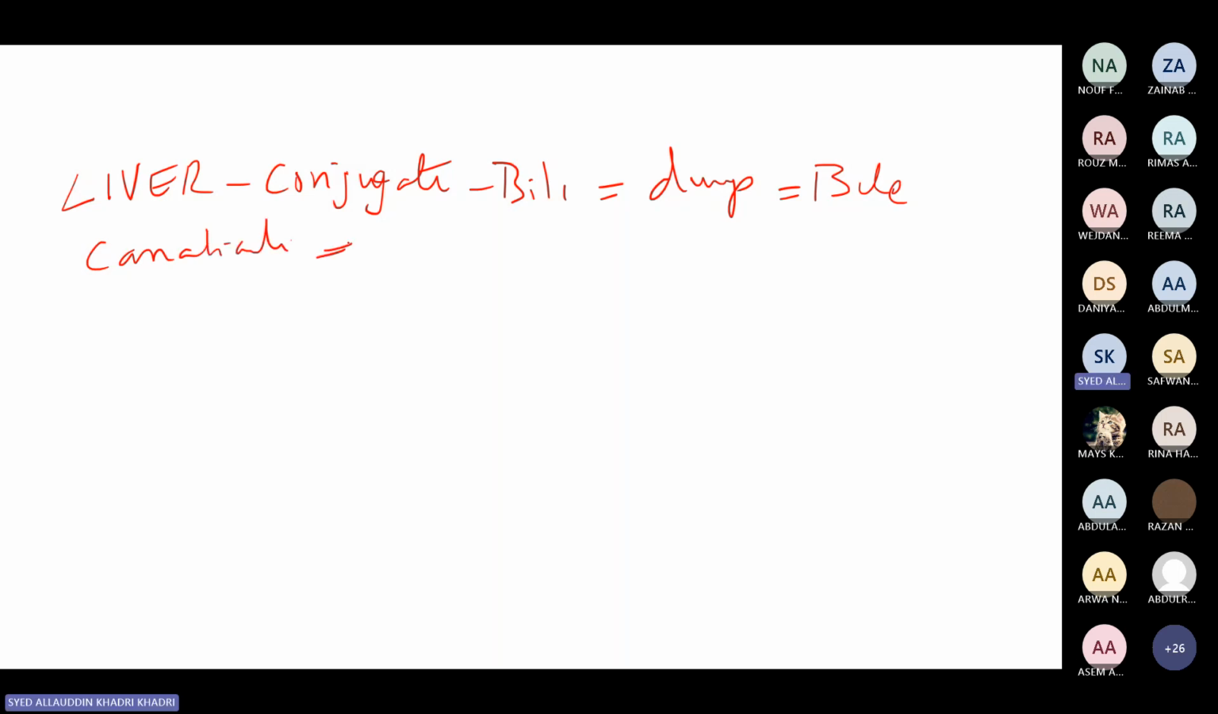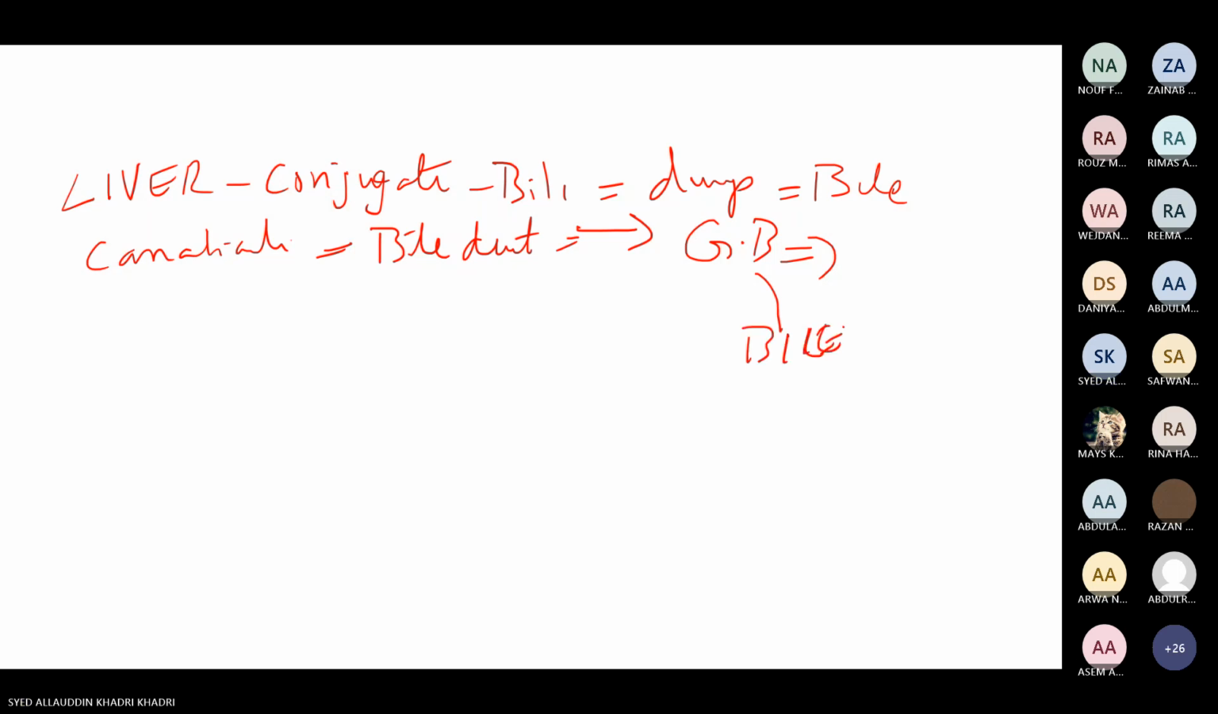All these things will be taken up by the bile ducts, and the bile is formed and stored in the gallbladder. Whenever necessary, such as when digestion of fat is required, the gallbladder will secrete the bile. It goes into the second part of the duodenum through the ampulla of Vater, where it's being utilized.